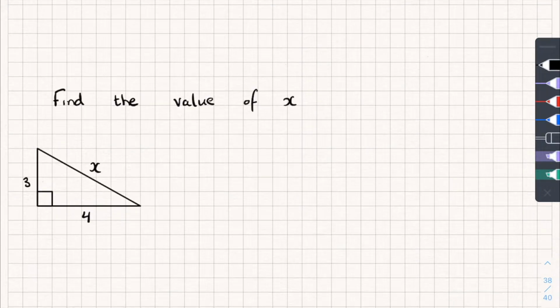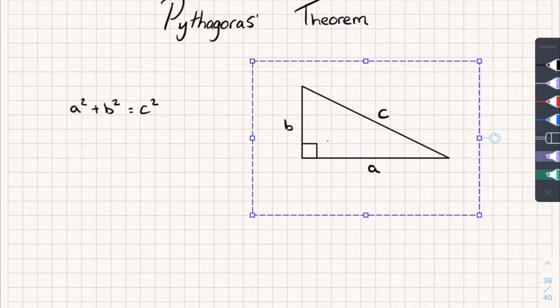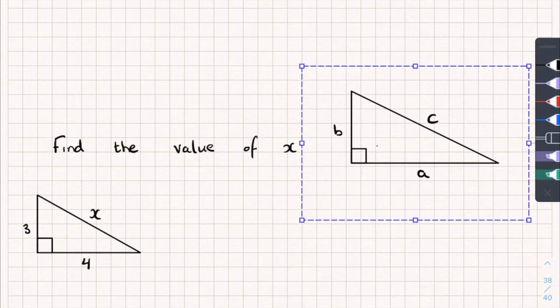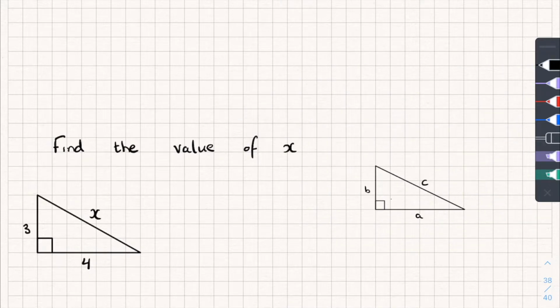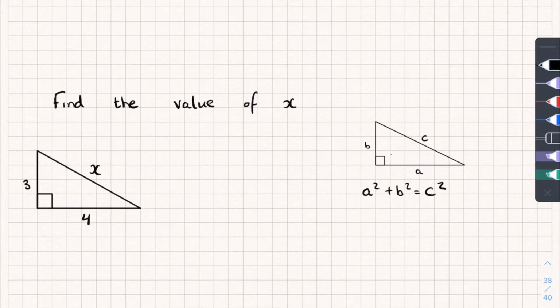So here it says find the value of x, and we're given these two sides. Let me copy the formula and have it next to the example. The formula was a squared plus b squared equals c squared. In this example, this would be our A, this would be our B. So let's work it out. We've got 4 squared plus 3 squared, and we don't know side C, so it's just going to be x squared for now. So 4 squared plus 3 squared equals x squared.